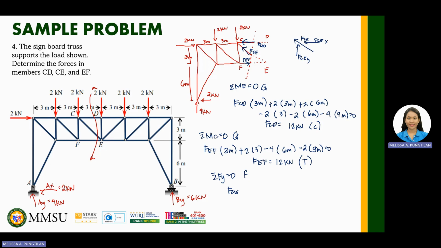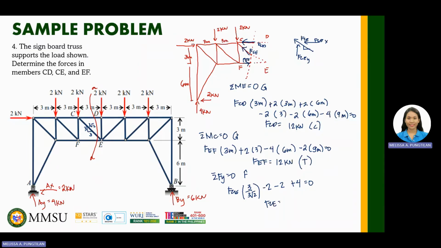Okay. So, kailangan natin yan ng slope. So, for our slope, nandito tayo. Ito, CE. So, the slope is equal to 3 meters, tapos ito 3. So, we have 3 square root of 2. Okay, 3 square root of 2. So, FCE, Y component tayo because we are taking the summation of forces Y is equal to 0. So, FCE multiplied by 3 all over 3 square root of 2. Okay. Next, external forces na tayo. Minus 2 kilonewton na minus 2. Then, support reaction plus 4 is equal to 0.